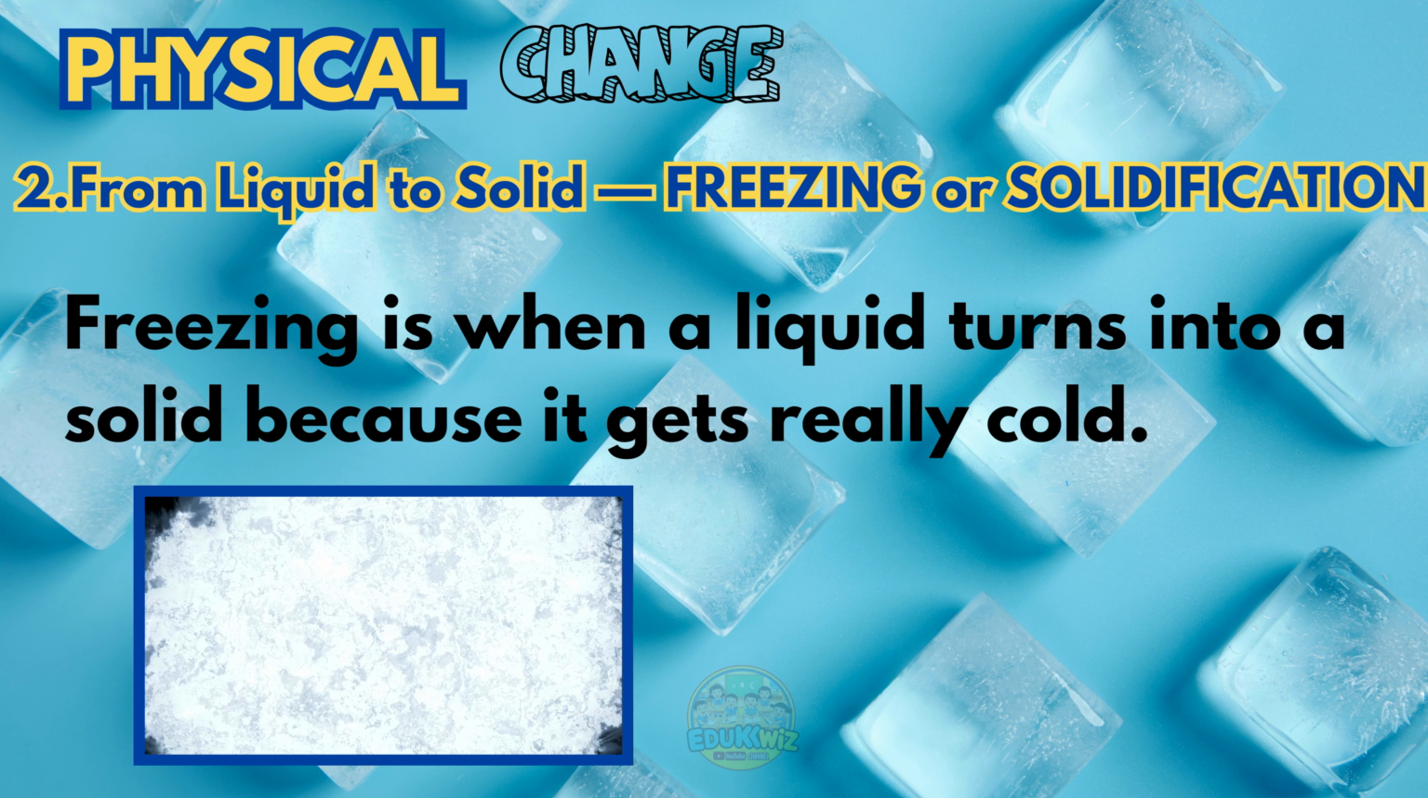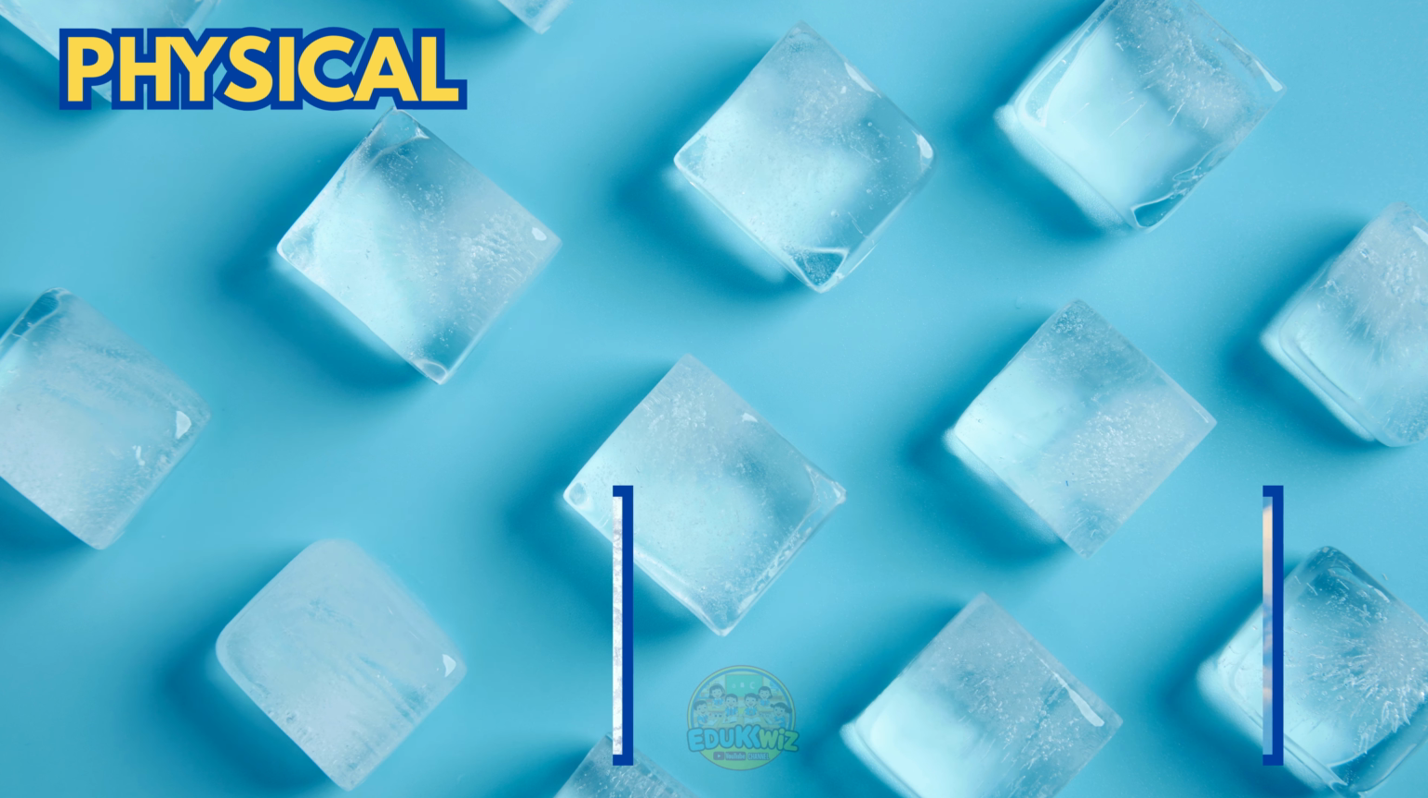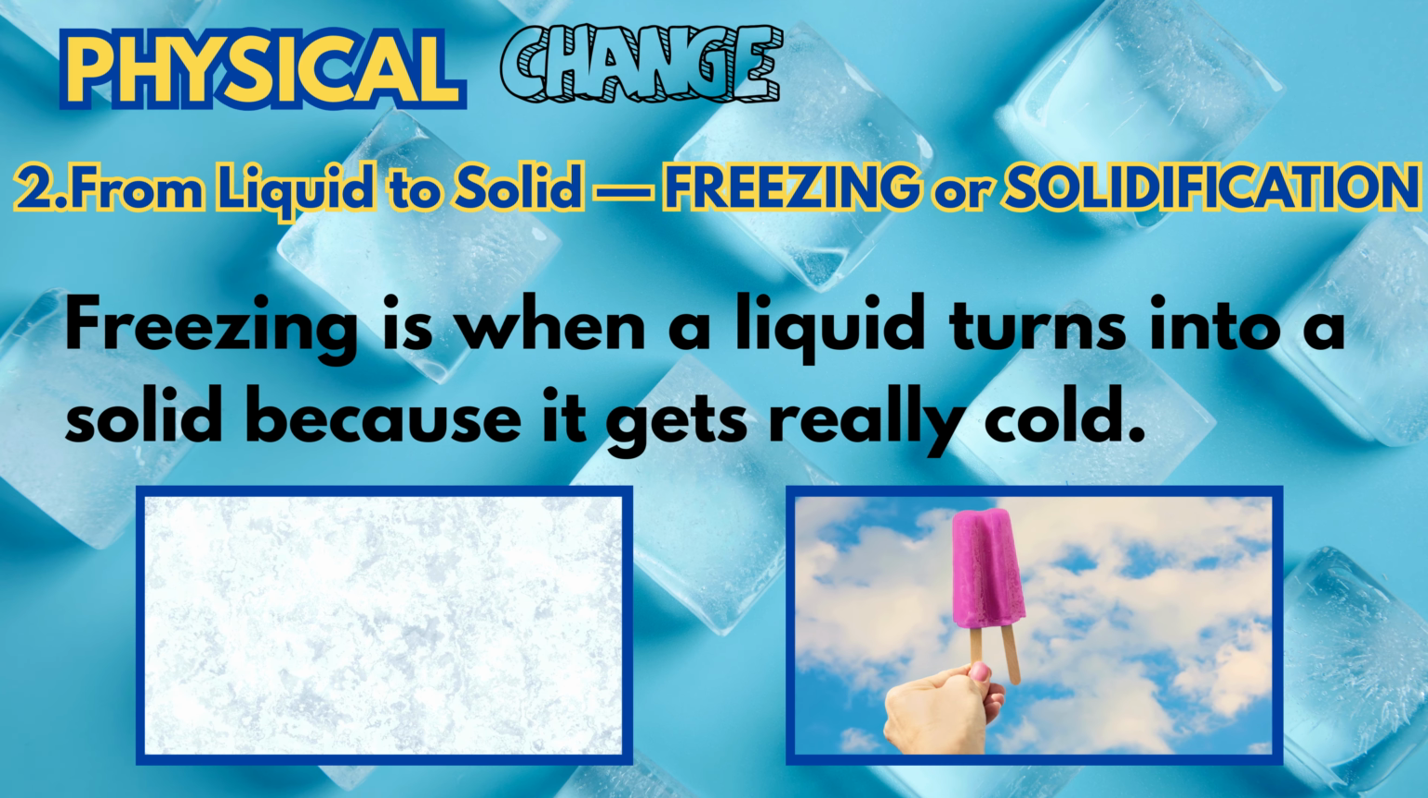Now it's solid. Let's imagine it. Pour juice into a popsicle mold. Put it in the freezer overnight. Next day, pop. It's hard like ice.